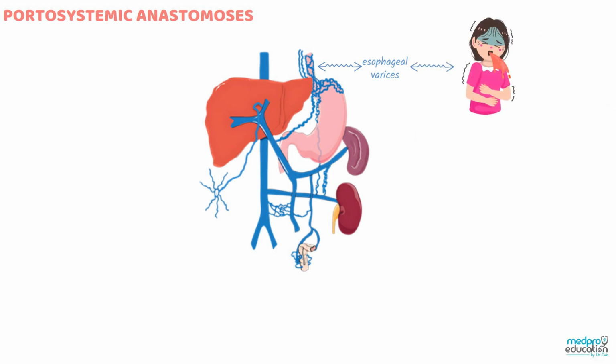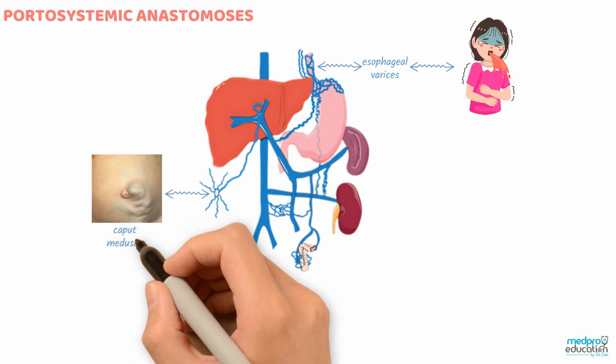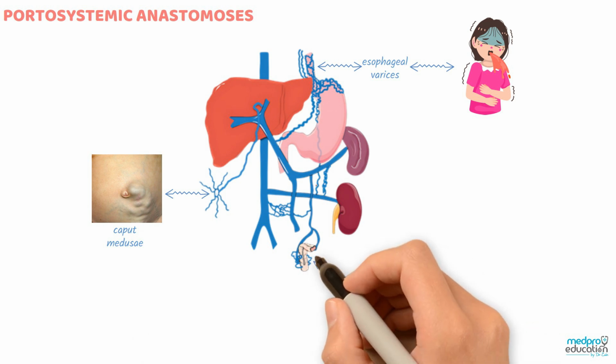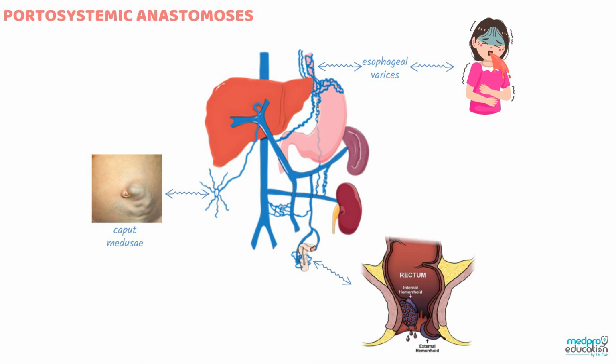Umbilicus, where engorged veins radiate outwards, forming the classic caput medusae. Rectum, where congestion contributes to hemorrhoids. In portal hypertension, these anastomoses become markedly dilated and symptomatic.